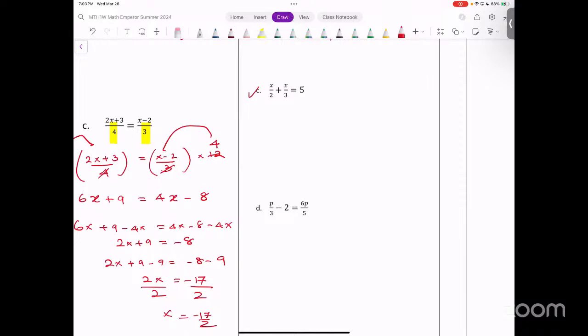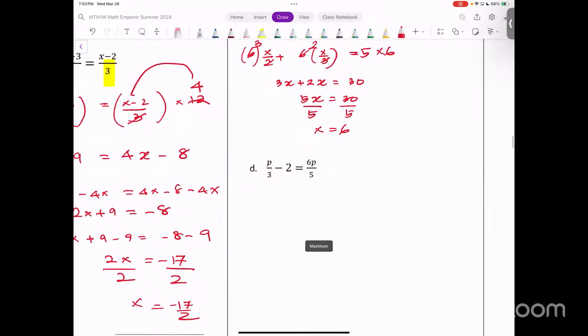It's 6, the common multiple. So we're going to multiply by 6. 6 times x over 2 plus 6 times x over 3 is equal to 5 times 6. So this is going to be 3, this is going to be 2. 3x plus 2x, I forgot to multiply by 6. So 3x plus 2x is equal to 30. So 5x is equal to 30. So we're going to divide it by 5, divided by 5, x is equal to 6.